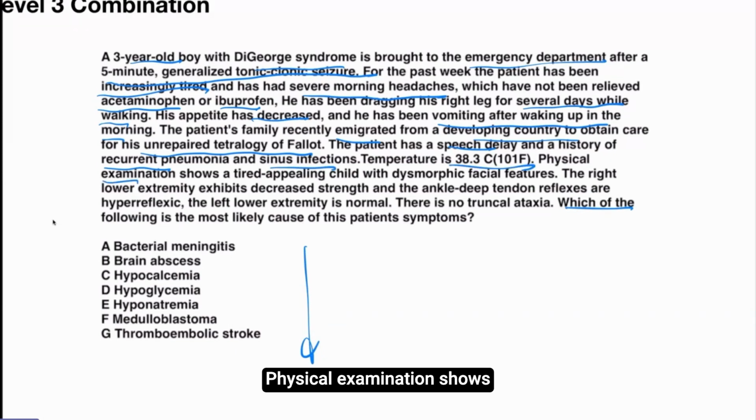Physical examination shows tired appearing child with dysmorphic facial features. The lower extremity exhibits decreased strength, and the ankle tendon reflexes are hyperreflexive. The left lower extremity is normal. There is no truncal ataxia. Which of the following is the most likely cause of this patient's symptoms?